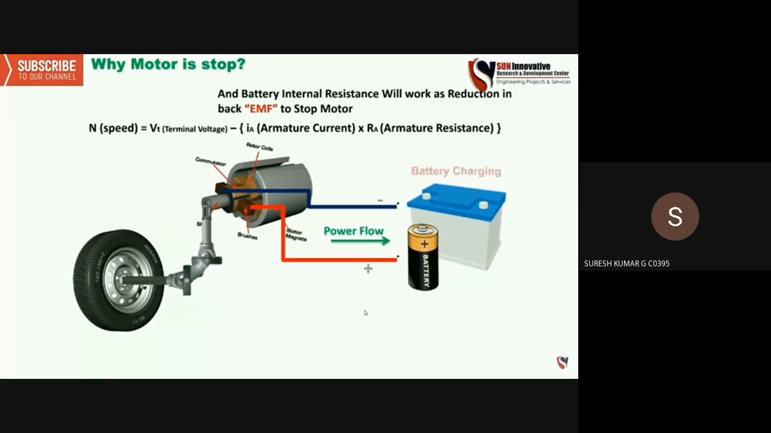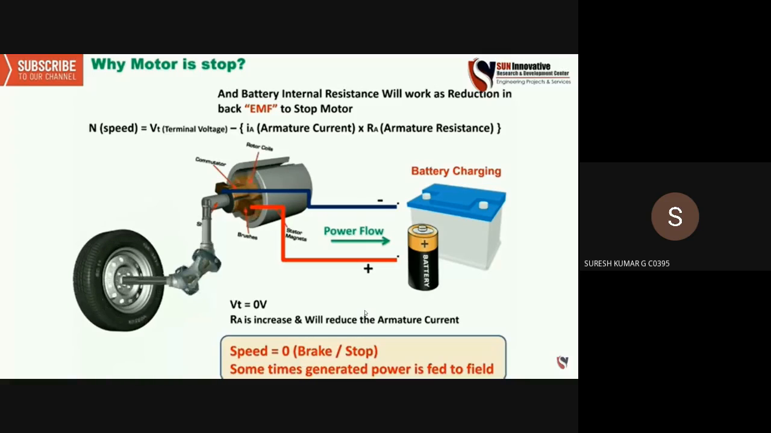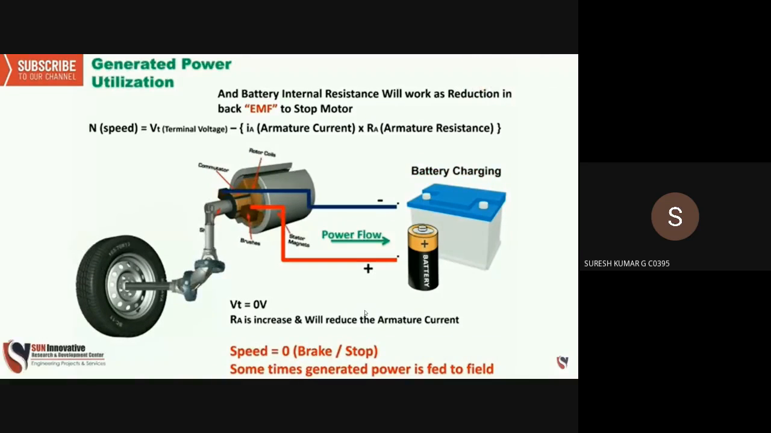So the battery is in charging mode. So the terminal voltage will be considered as zero voltage. So the increase in resistance offered by the battery will stop the motor. So sometimes this power is also fed to the field winding, and this is why the energy stops the motor.